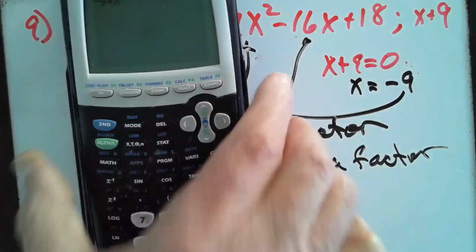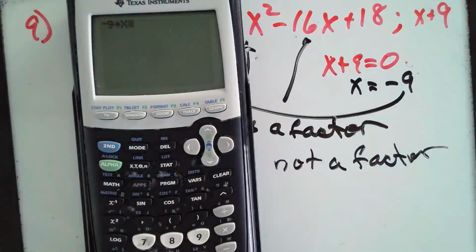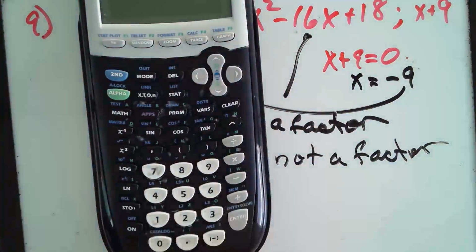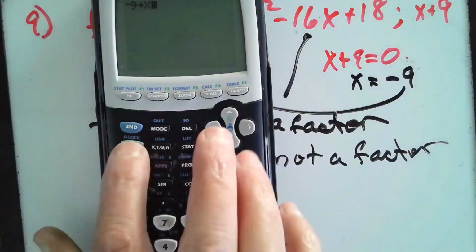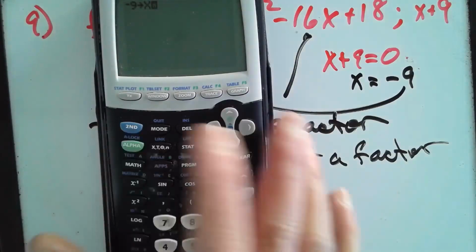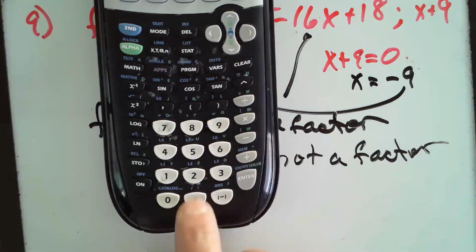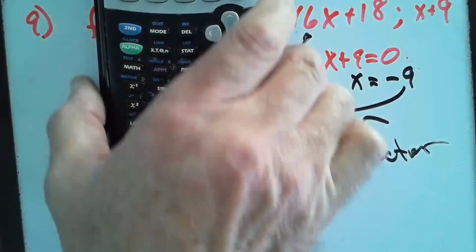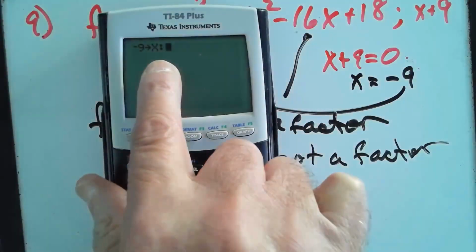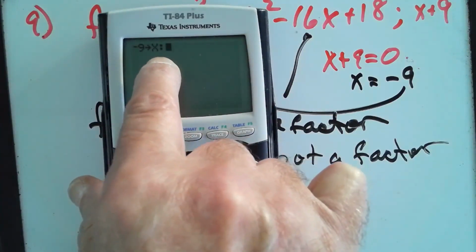But we have to separate that somehow. So you're going to separate it with a colon. The colon is down here at the decimal point. You'll see two dots, one above the other, in a green color. So you have to hit the alpha button and then the decimal point, because that's where the green colon mark is. And so you end up getting the colon mark on your calculator.